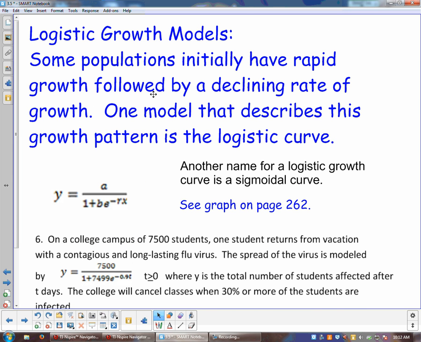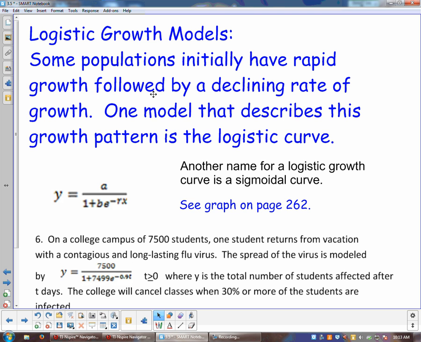All right, so logistic growth models. Some populations initially have rapid growth followed by a declining rate of growth. One model that describes this growth pattern is the logistic curve. Another name for a logistic growth curve is a sigmoidal curve. There is a graph on page 262. Would you take a look at that, please? Do you see how that top graph on page 262 has two horizontal asymptotes? It starts out kind of slowly and then it really picks up speed, and then it levels off at some point and approaches another horizontal asymptote.